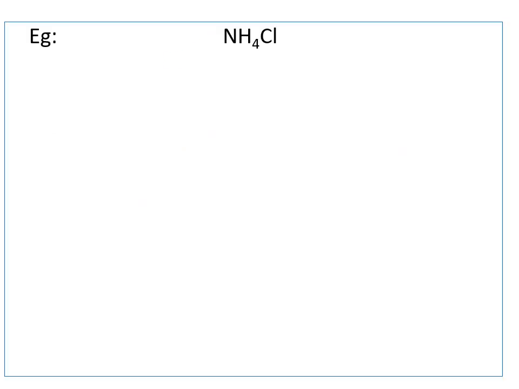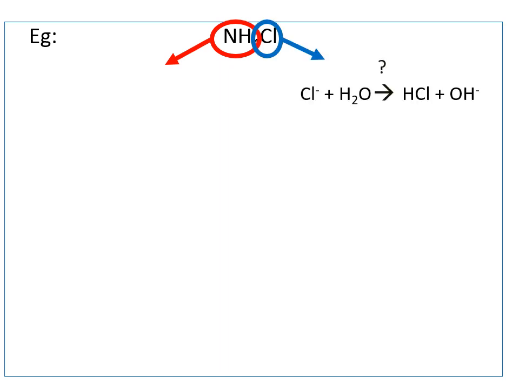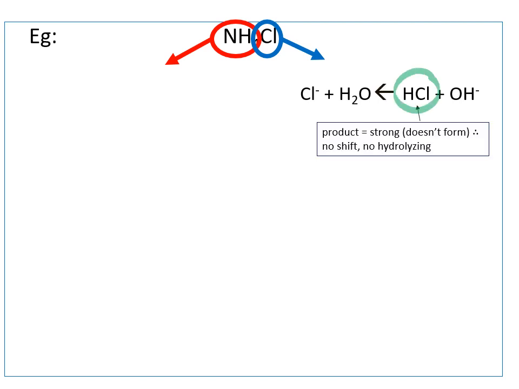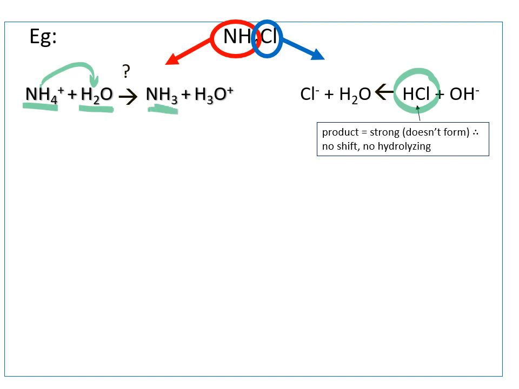Now, how about ammonium chloride? So we've got an ammonium and we've got a chloride ion. Let's look at the chloride first because we've already done that. So we know the chloride would be trying to form a strong partner. So we know that's not going to happen. So chloride does nothing to the water. But the ammonium in this case, could it hydrolyze the water? In this case, again, it's positive. So we're not going to be taking a hydrogen from water. But what it could do is donate a hydrogen to water and form ammonia.